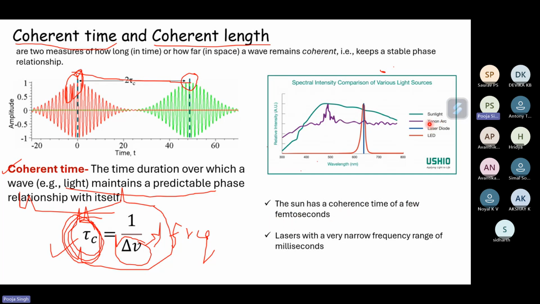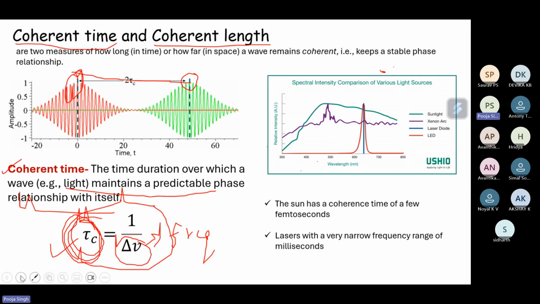Okay, and if you're talking about xenon or laser diode or LED, they have a very sharp single wavelength of light. If you're talking about lasers, a laser has a very narrow frequency range, with a coherence time of basically milliseconds only. So this is about the coherence time.